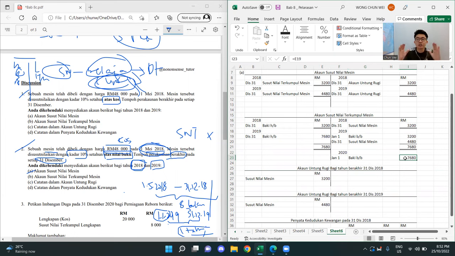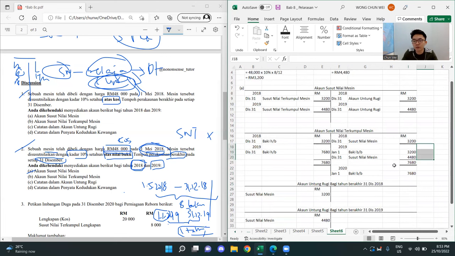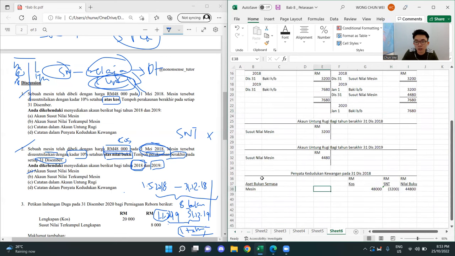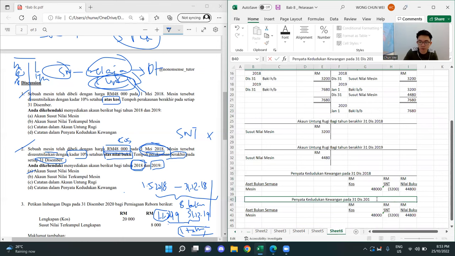So do you know how we get this 7,680? This 7,680 is the Susut Nilai Terkumpul machine for 2019. How do you get it? So one is 3,200. 3,200 is from last year, 2018. And then you add with this year, 2019 punya Susut Nilai Mesin. Is it not? 2018 punya 3,200 and 2019 punya 4,480. So when you add up, because this is a Susut Nilai Terkumpul, you have to kumpul everything together and then you get your jumlah 7,680. So now your Susut Nilai Terkumpul Mesin for 2019 year end is 7,680. This 7,680 will be recorded in your PKK for 2019.